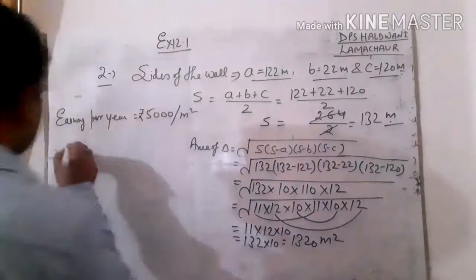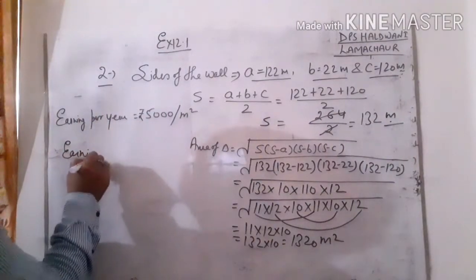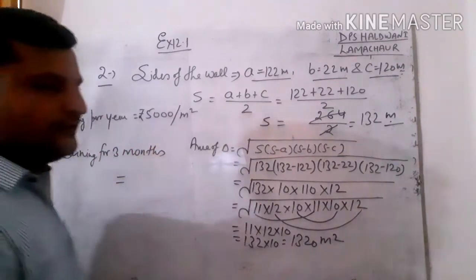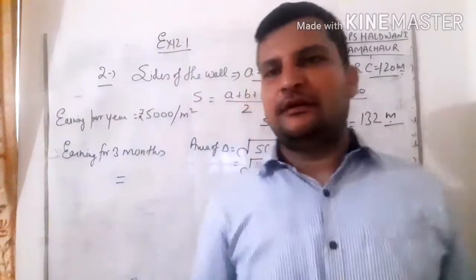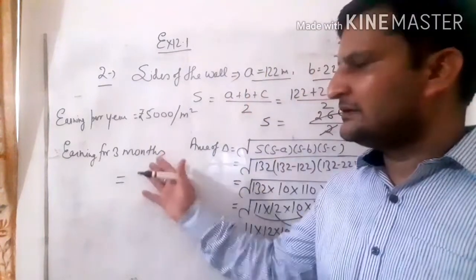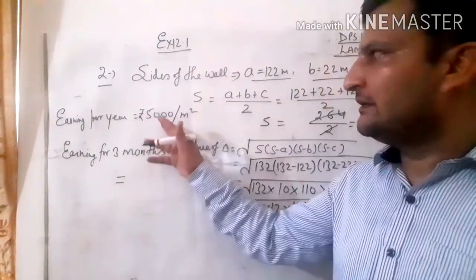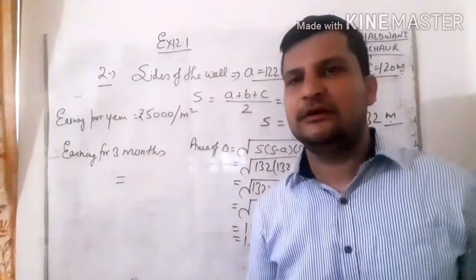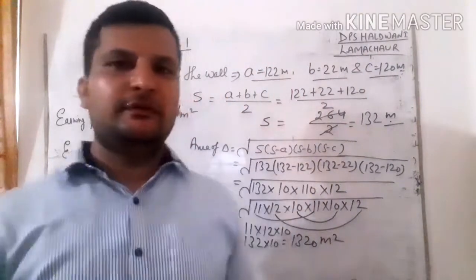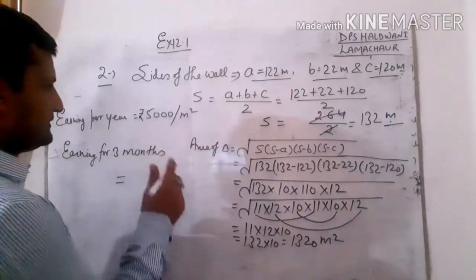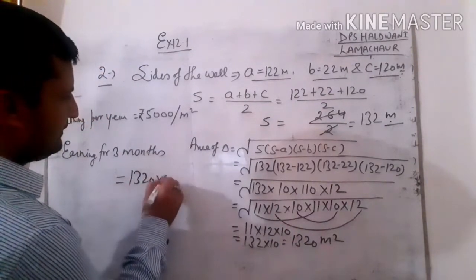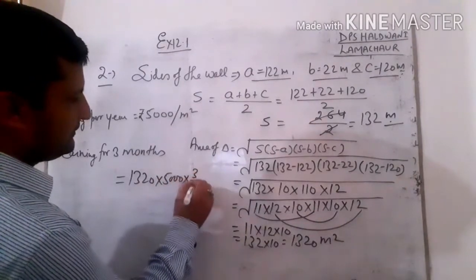So for 3 months, earning for 3 months, what we have to do, students? 3 months means we can write it like this, 3 by 12, because 1 year has how many months? 12 months. So we have to convert 3 months into years, because earning is given per year. So 3 months means 3 by 12 years. So earning for 3 months is equal to 1320 into 5000 into 3 by 12.